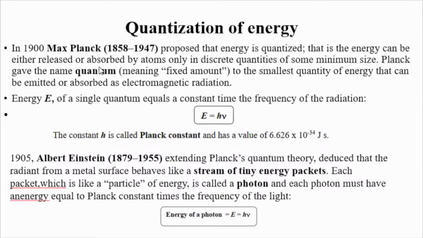The reason is that Planck indicated the simple h as the Planck's constant. It is the fixed value.